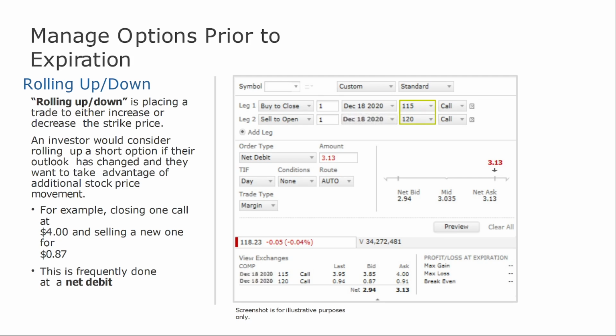At the same time, we can see another example of rolling down. Rolling up or down is placing a trade to either increase or decrease the strike price. An investor would consider rolling up a short option if their outlook has changed and they want to take advantage of the additional stock price movement. For example, we are closing one call at $4 and we are selling a new one for 87 cents. So in this case, we would have a net debit.